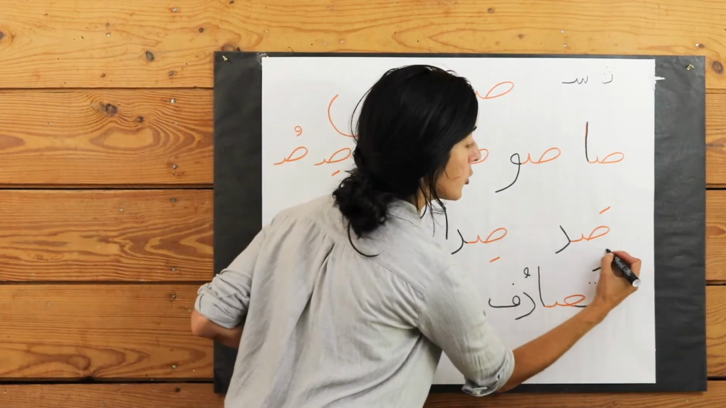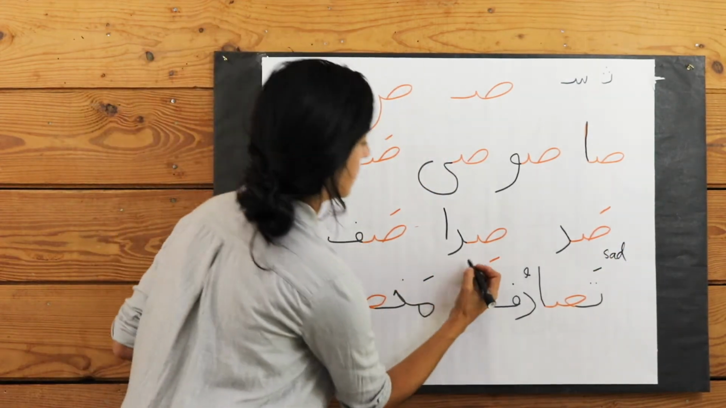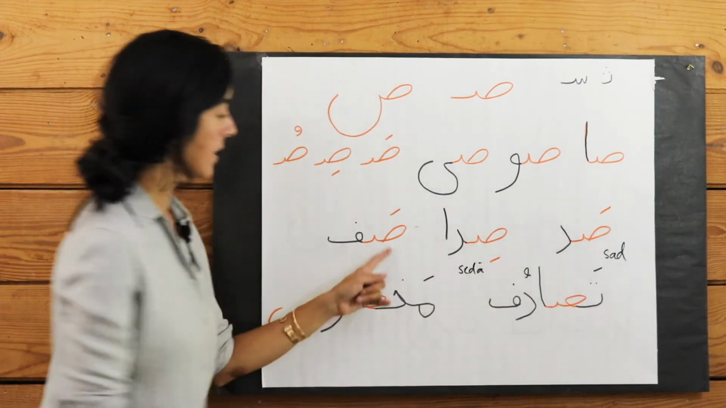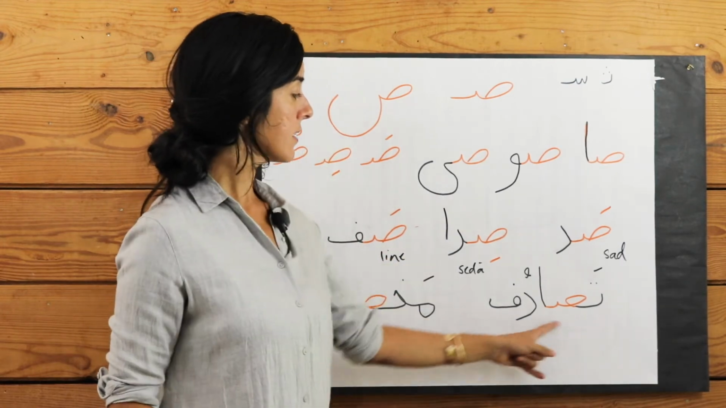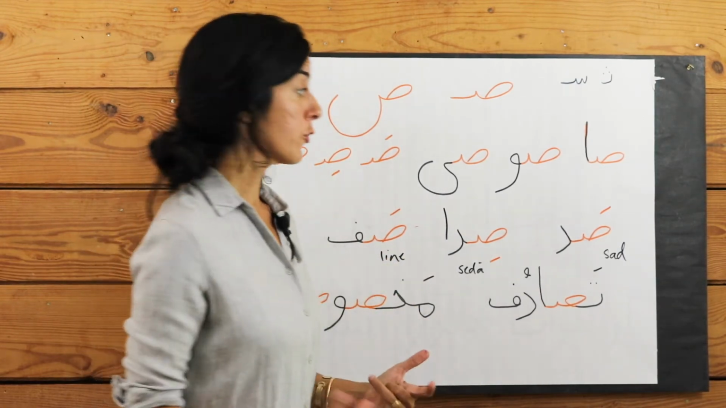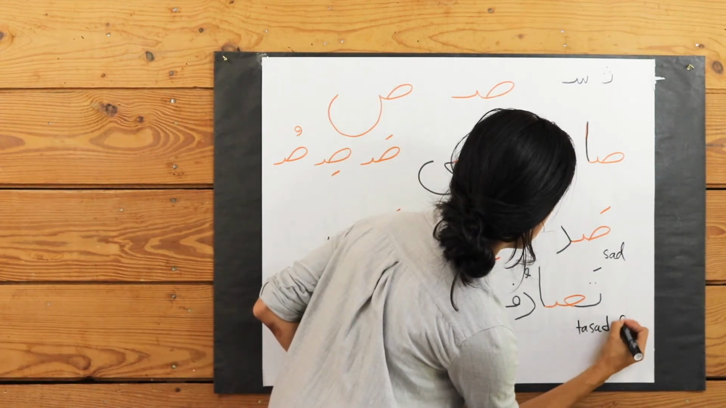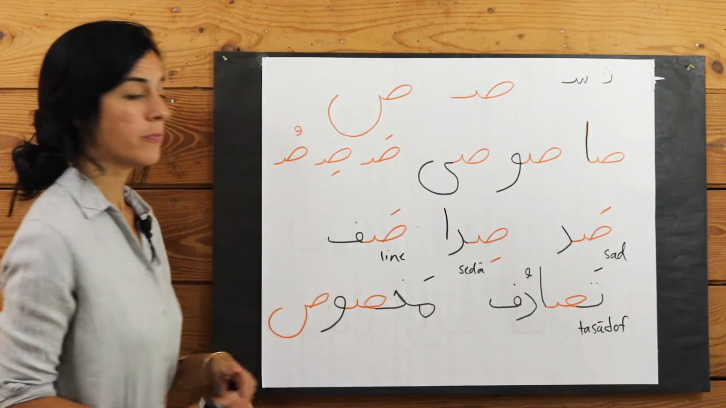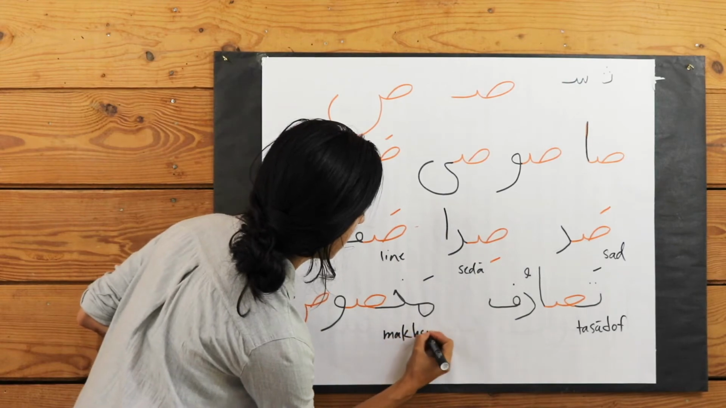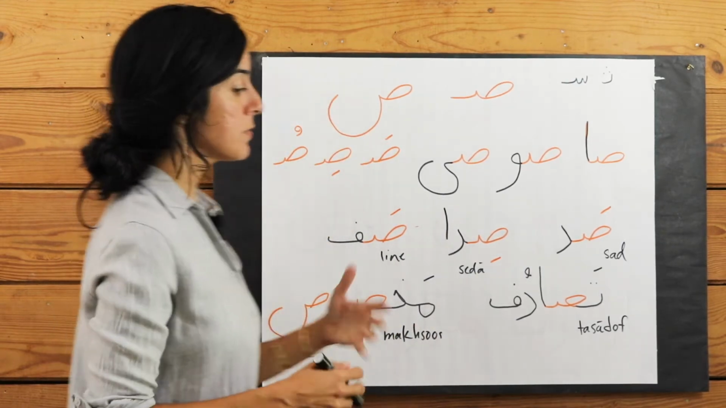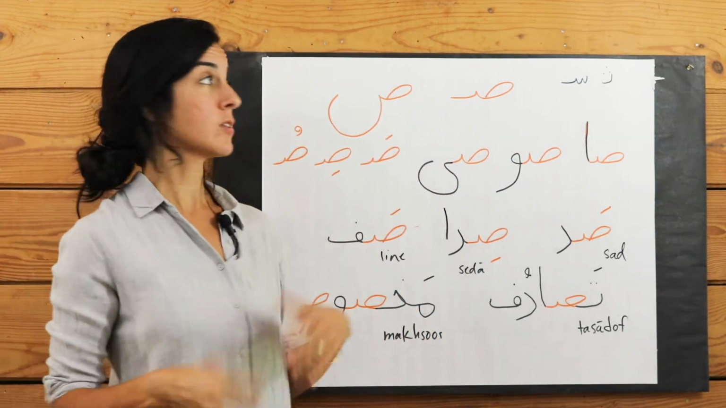So again, let's read these words again together. Sad, the word for 100. 100 is sad. Then, seda, voice. Next, saf, and that is a line. Next, tasaduf, and that means an accident. Next, مخصوص, special. مخصوص.